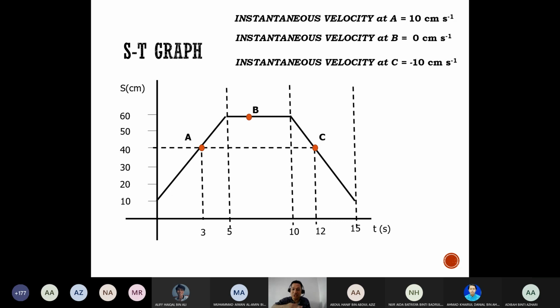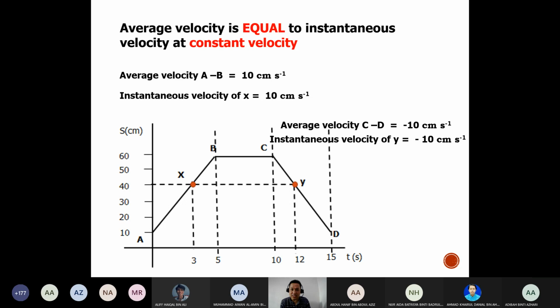Because of its unchanged placements, we call it constant velocity. Okay, that's why. And then C instantaneous is -10. Again because instantaneous is only that spot, in any seconds. And then if we look, the average velocity is equal to the instantaneous velocity at the constant velocity. If you look A to B, they have a gradient.